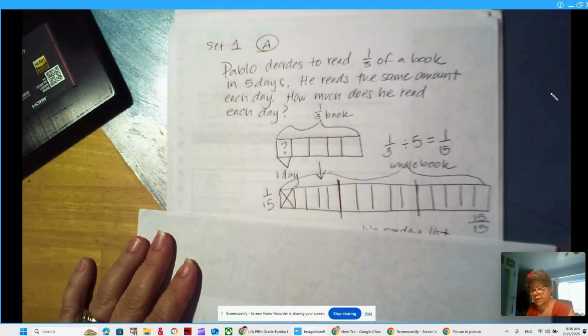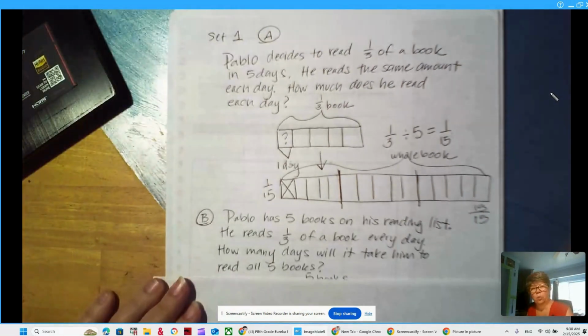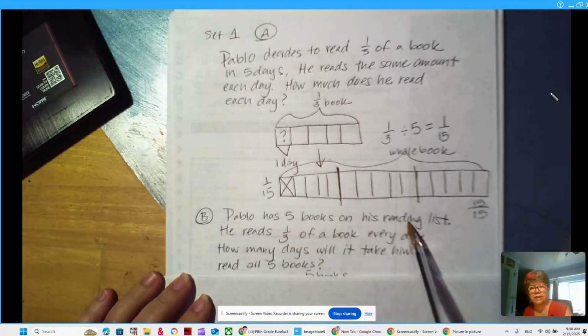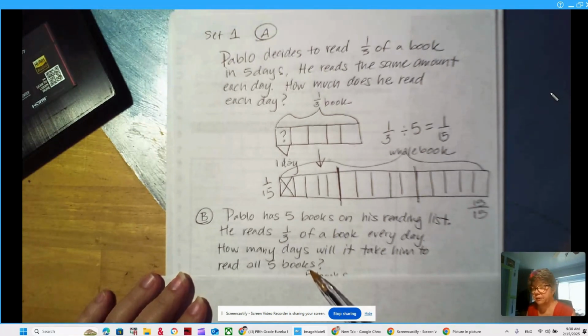Okay, nice. Now let's look at the second question in set one, also talking about Pablo and reading, but now he has 5 books on his reading list and he reads one third of a book every day. How many days will it take him to read all 5 books? Is the question. So a little bit different, right? Now we have to think, what is the total and what am I breaking the tape diagram into?